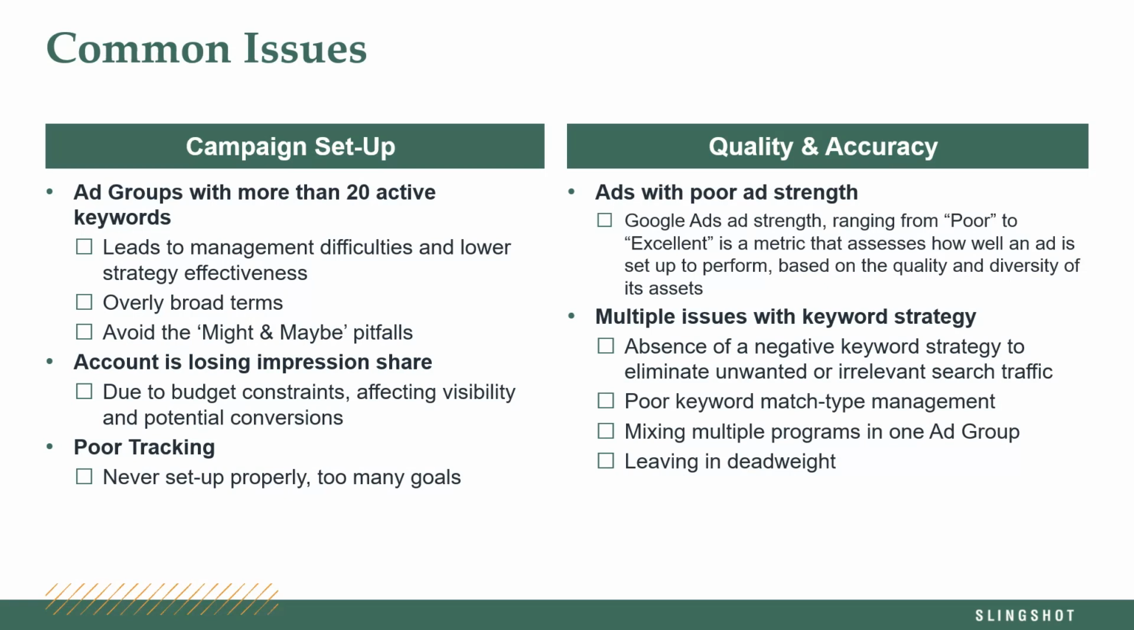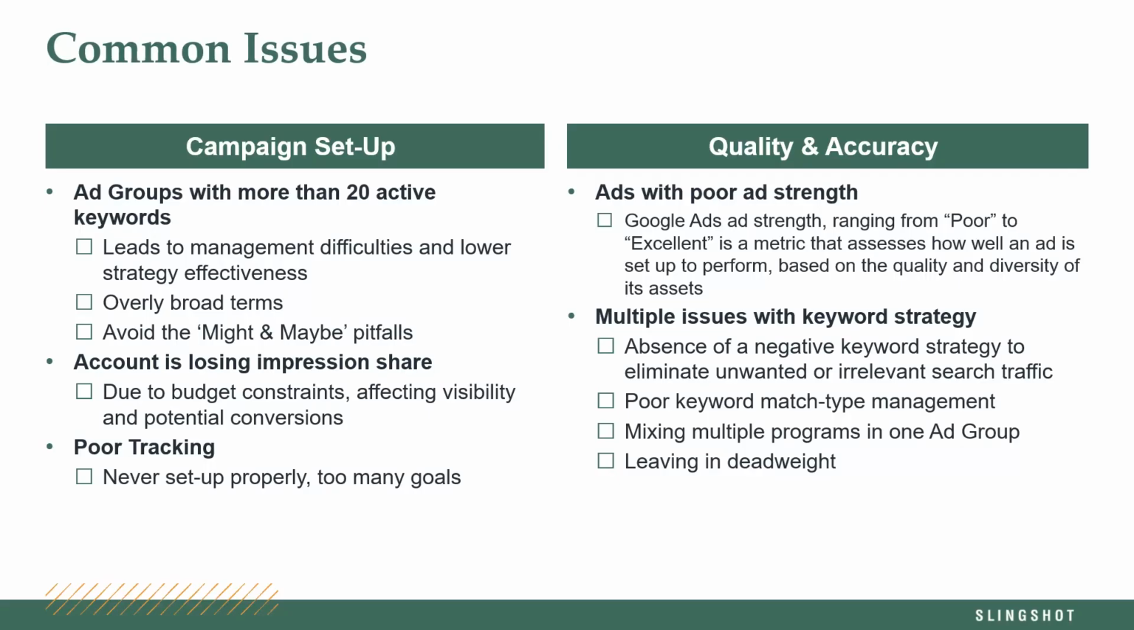Another thing that I see is the account is losing impression share, and that can be due to budget constraints, and that affects visibility and potential conversions. So you really have to pay attention. Impression share is basically the equivalent of share of voice. So you might only be able to show like 10% of the time when someone did a search and you really were the best match for that. But because of budget constraints, you don't even get to be in the bidding auction.